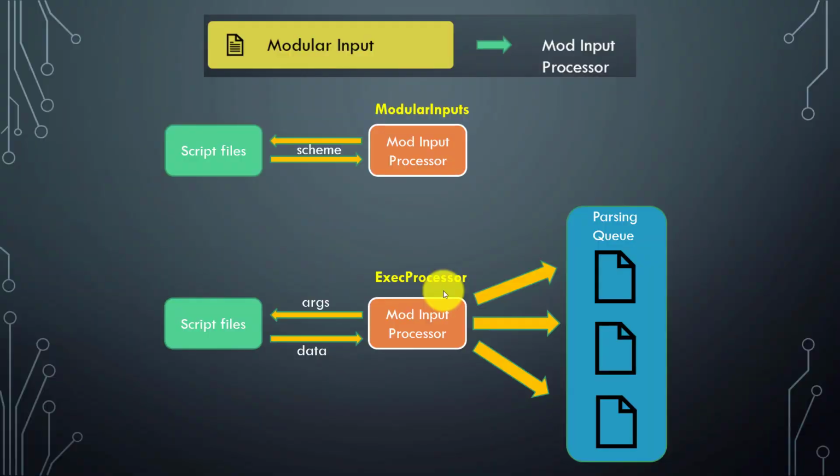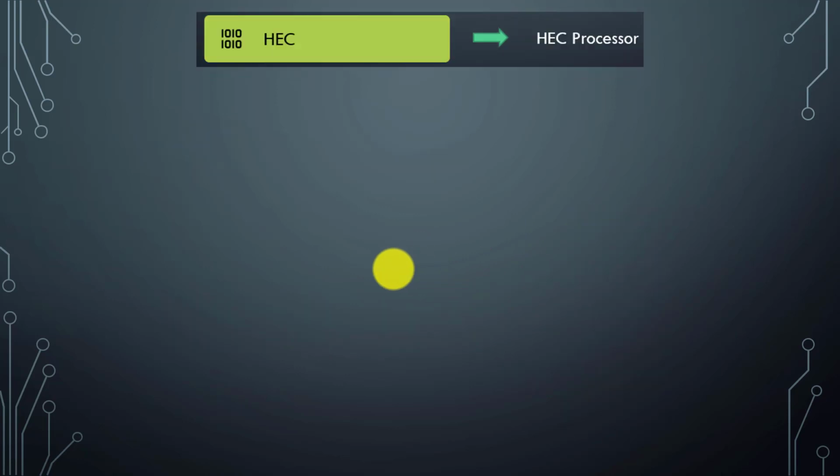Okay, in my previous video we have seen how to see the internal logs for modular input or scripted input, right? Now in this video we will talk about the HTTP event collector, and how to troubleshoot the HTTP event collector related logs.